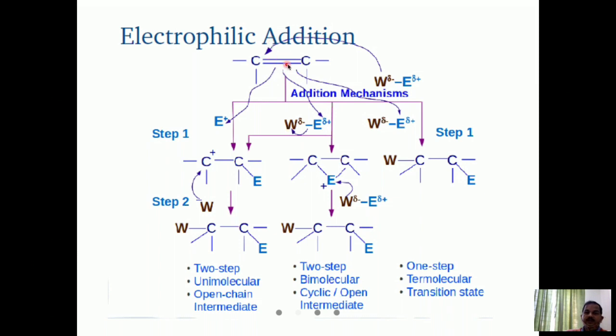As per this, the electrophile is attacking this carbon. It means this bond pair is moving towards this and the plus charge will be generated here. Now the nucleophile will attack here and the reaction will be completed. So, two-step, unimolecular, open chain intermediate. This is the overall information about this reaction.